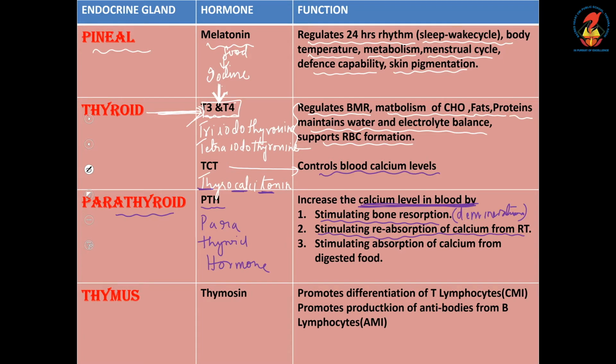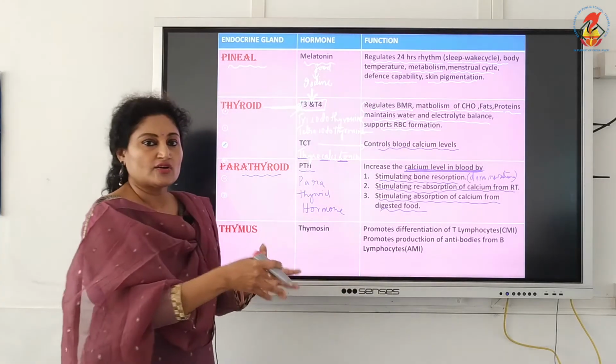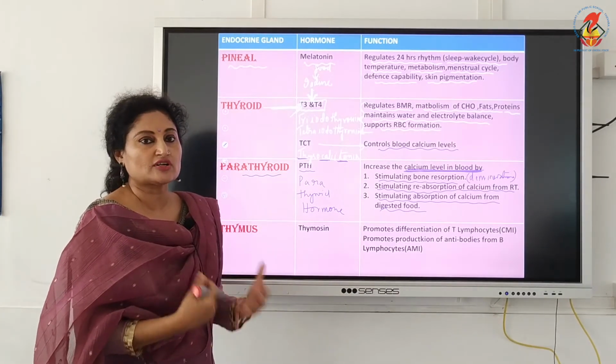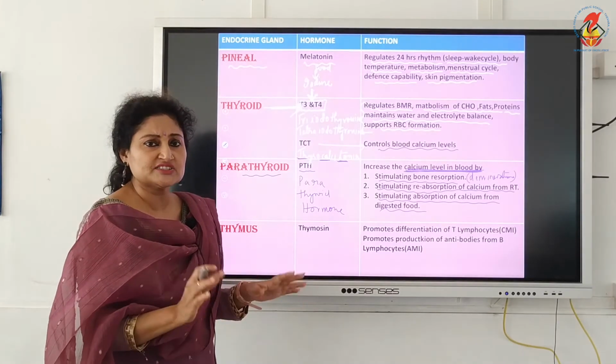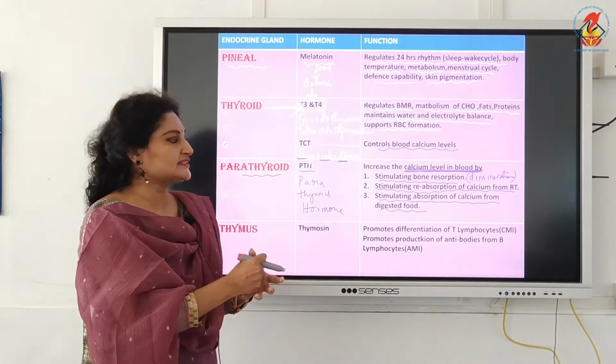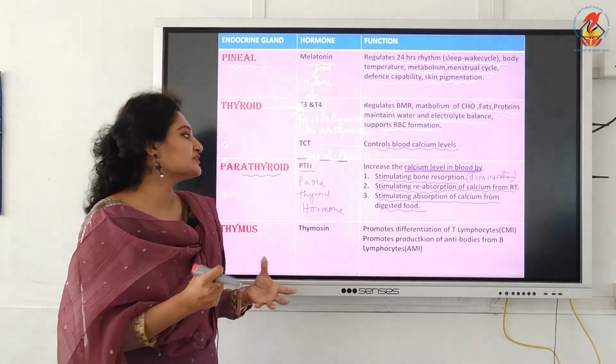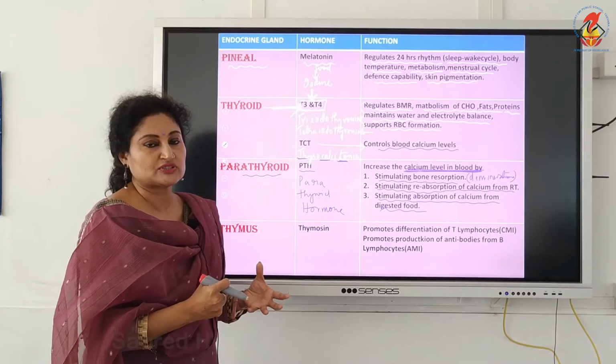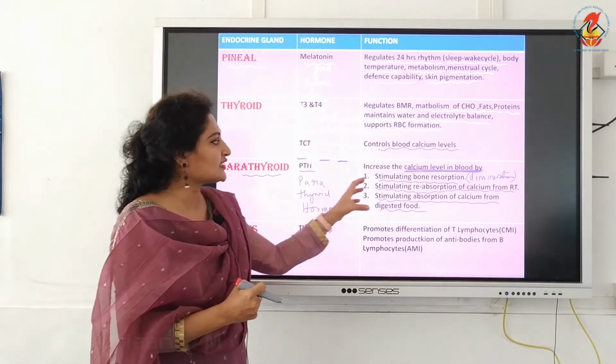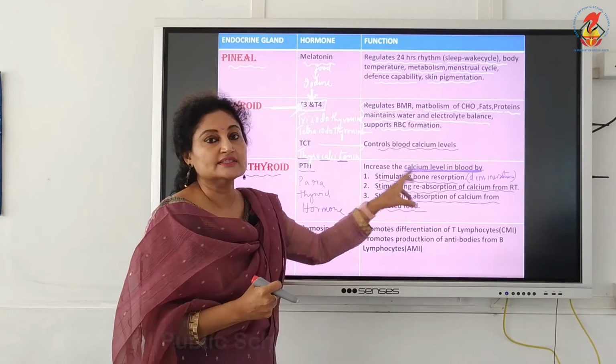Then second is stimulating the reabsorption of calcium from the renal tubule. From the renal tubule, the calcium is not lost through our urine, it's reabsorbed. And the third method is by simple absorption of calcium from the digested food. We eat a lot of calcium-containing food, and that's not lost through the digestive system. What happens is, the calcium is absorbed from the digested food, especially in the small intestine. So this is how the calcium level in our blood is retained.